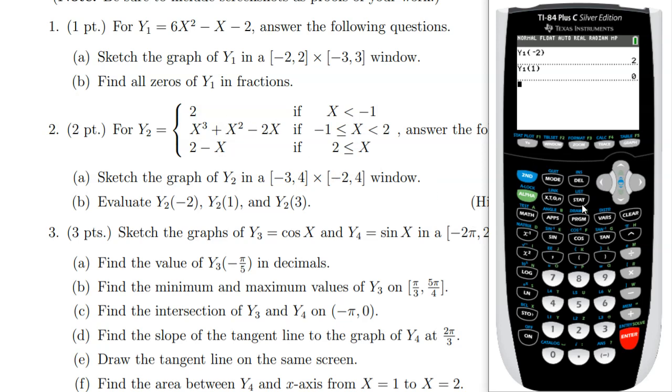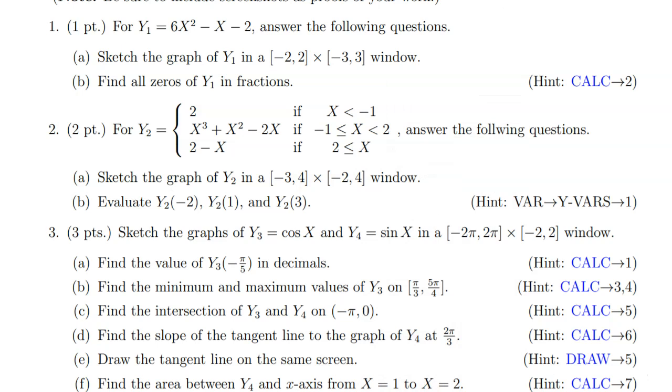And the last one: vars, go to y vars, function, and y1, in your case y2, and then you plug in 3. Just put that inside the parentheses, and you have -1. So that's part B. That's it. I hope that this was clear.